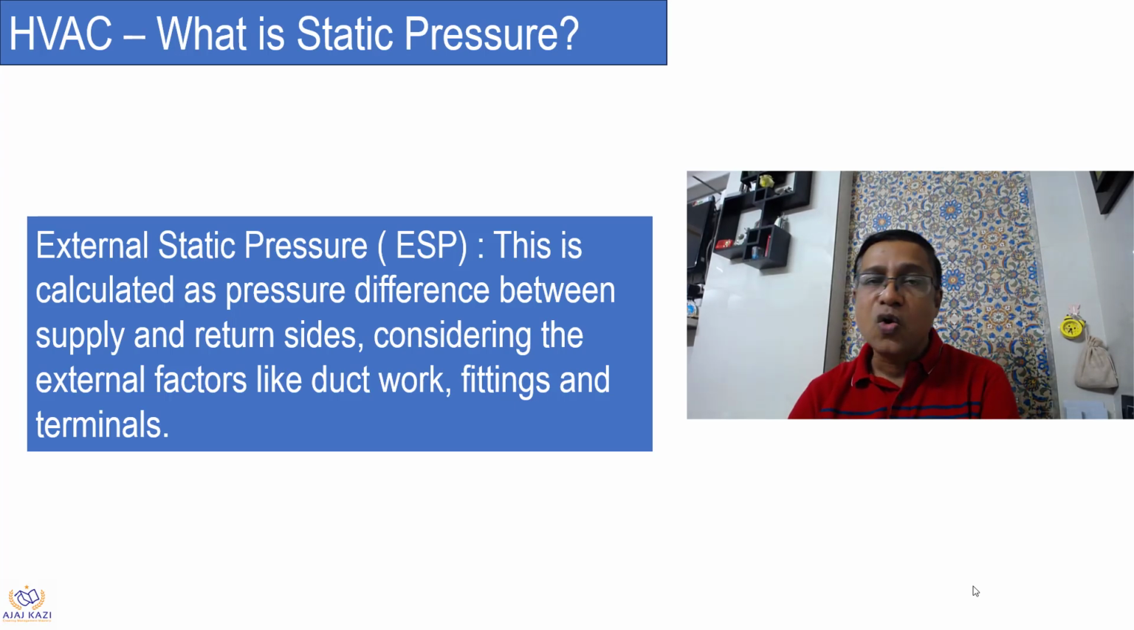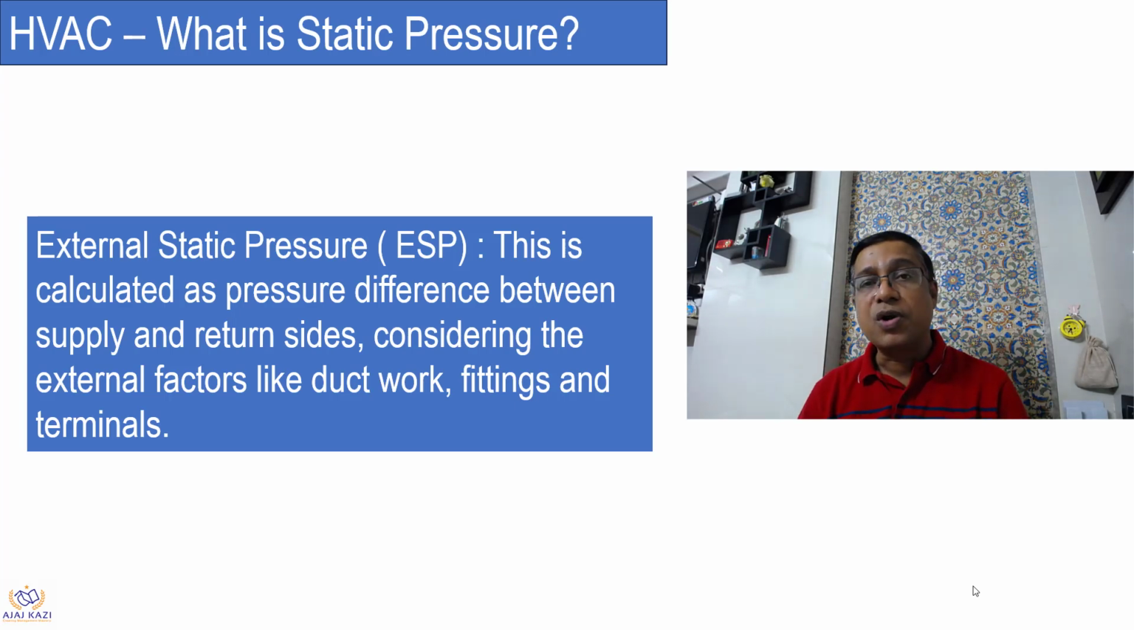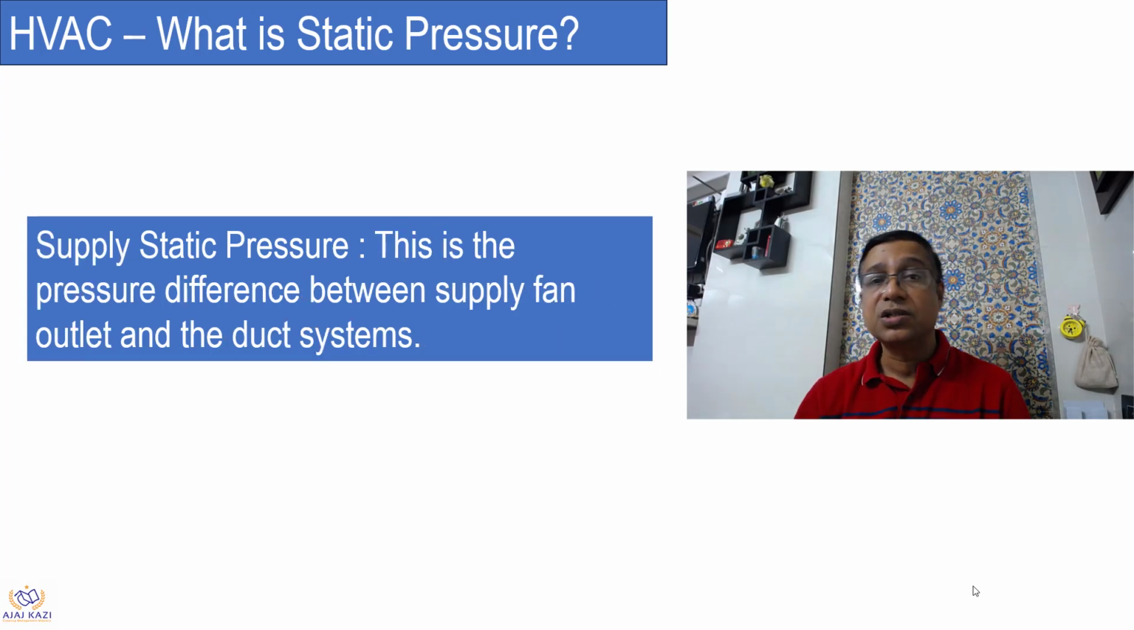Most importantly, I know the static of my fan, the internal static, or my AHU, where I have filters, my fans, and some elements of the fan casing. But it is very important to understand the external static pressure, which is outside your component. This is calculated as the pressure difference between supply and return side, considering external factors like ducts, fittings, terminals. The kind of duct, the friction of the duct, the elbows, the outlets, the grills in the duct, they play an important role while calculating the external static pressure.